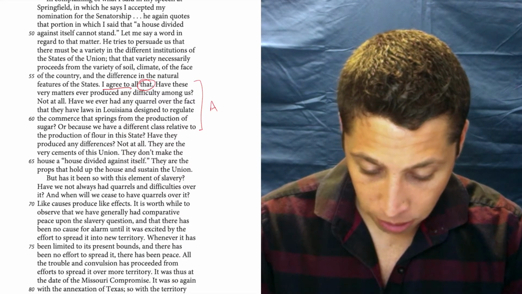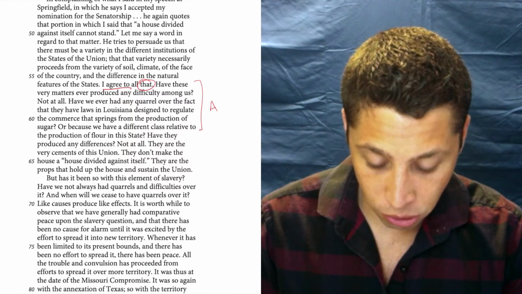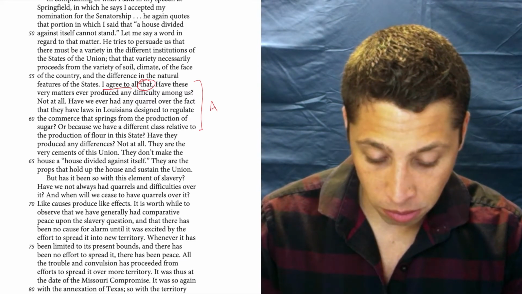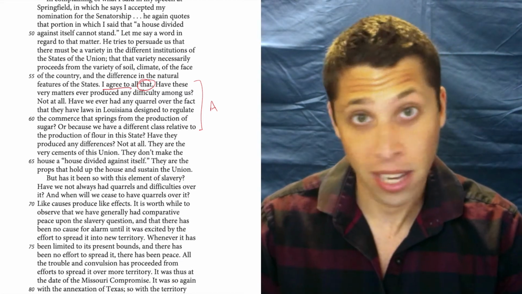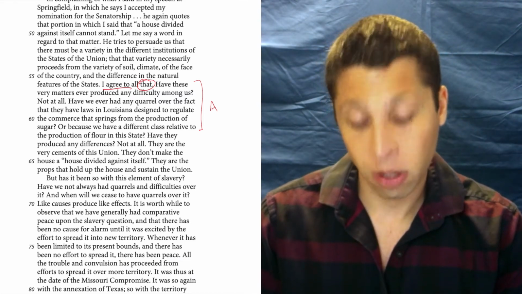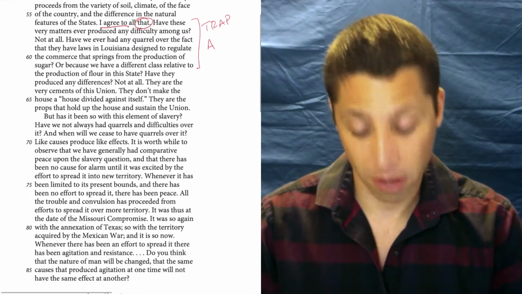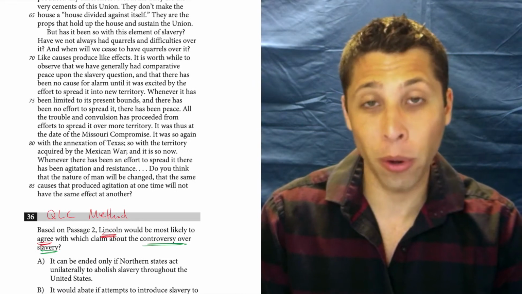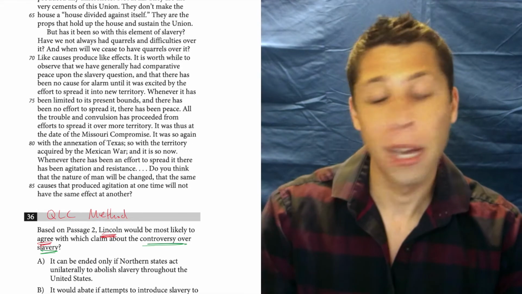Let me say a word in regard to that matter. He tries to persuade us that there must be variety in the different institutions of the states in the Union, and that variety necessarily proceeds from the variety of soil, climate, the face of the country, and the difference in the natural features of the states. Nothing about slavery. So there's a big trap here: this line reference starts with "I agree to all that," which is pretty much a direct quote of what we need based on what the question is asking, something Lincoln agrees with. But don't fall for it.